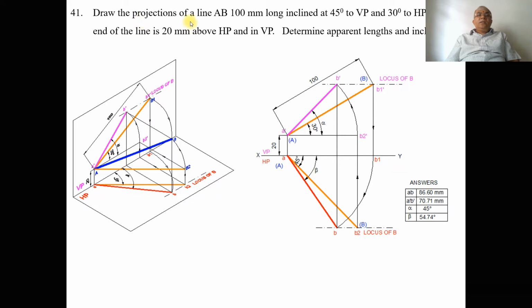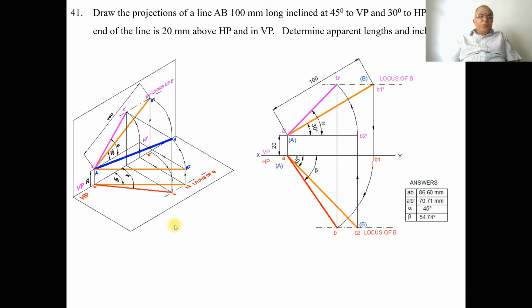So here he says draw the projections of a line AB 100 mm long. So he has given the true length, inclined at 45 degrees to VP and 30 degrees to HP. So he has given the true inclination with respect to VP and also the true inclination with respect to HP. One end of the line is 20 mm above HP and in VP.